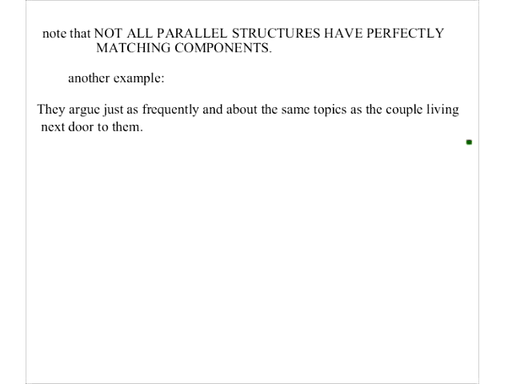Not all parallel structures have perfectly matching components. So here's an example in which they don't. "They argue just as frequently and about the same topics as the couple living next door." In this case, your parallel tag is still "and." But let me show you what the parallel structures are. That's the right-hand one. Remember, you go from right to left. "About the same topics." The left-hand parallel construction is "just as frequently."